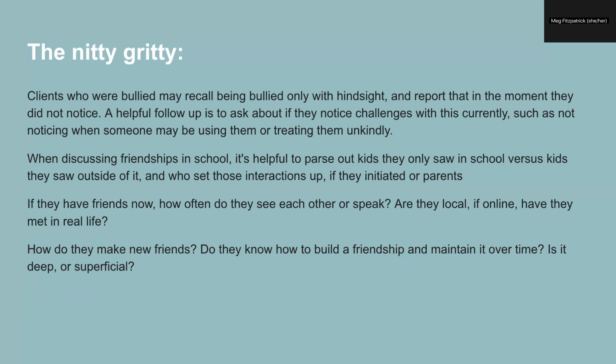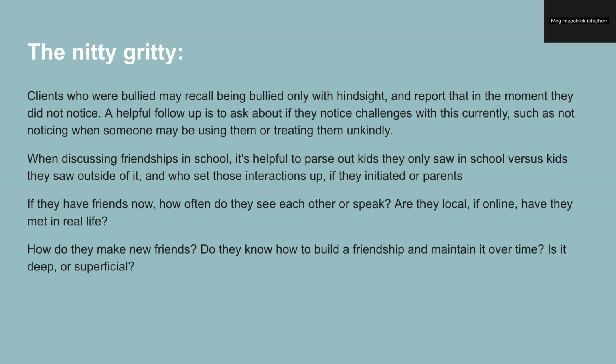Do they have a history of being involved in romantic relationships that were unsafe? Those kinds of questions about what their judgment's like in the moment with others. When discussing friendships in school, it's helpful to parse out kids they only saw in school versus kids they saw outside of it and who set those actions up. So, if they initiated seeing their friends outside of school, or if parents did, or if they were neighborhood kids that their parents were all friends with, just understanding what those relationships look like is helpful.